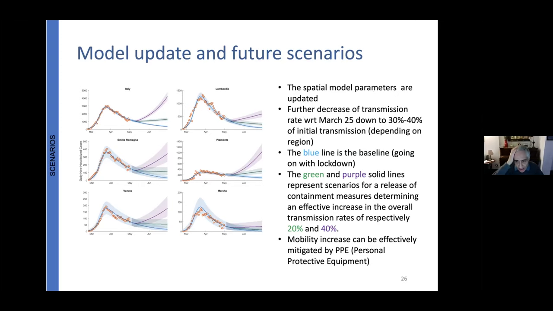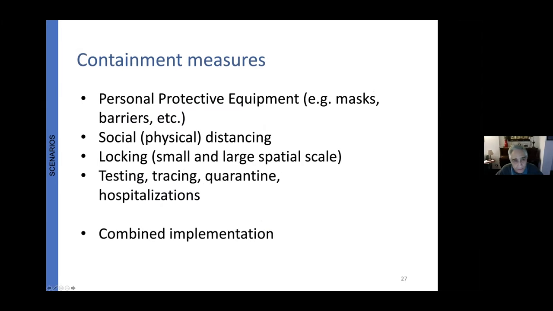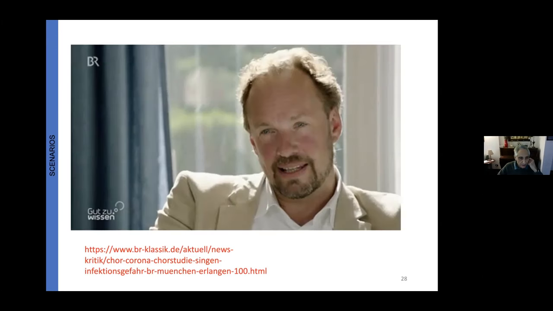Now, why should they increase? Well, because of course, mobility increases at the end of the lockdown. On the other hand, mobility increase might be effectively mitigated by personal protective equipment. Now people are free to go around, but they wear masks and so on. And so let me show how effective that might be. So, personal protective equipment. Oh, let me show you.